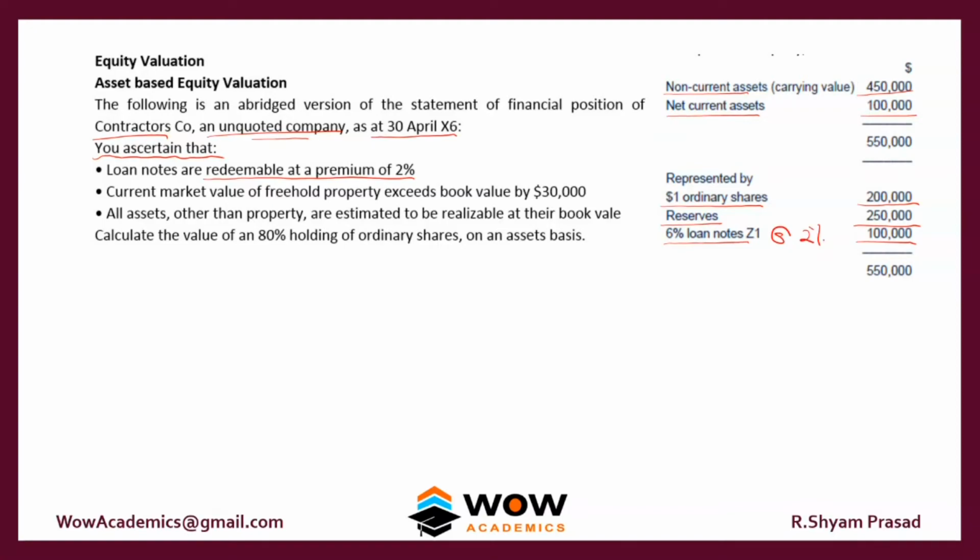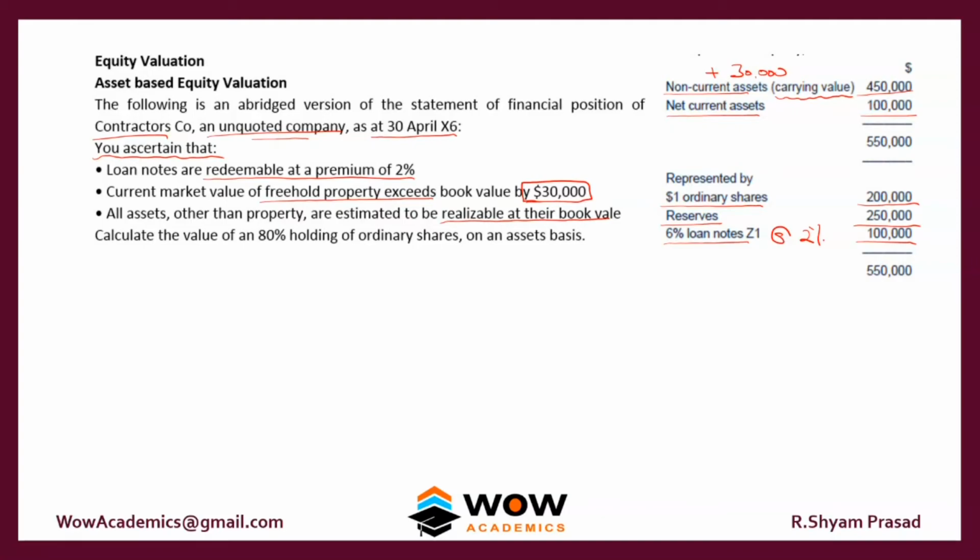The current market value of freehold property exceeds the book value by 30,000. So the freehold property would be in the non-current assets. So in the non-current assets, you can add another 30,000 because the value of the freehold property is exceeding the book value. Book value is this number, 4,50,000. So the actual non-current asset value should be 4,80,000. All assets other than property are estimated to be realizable at their book value. So any other asset, that is the net current assets, can be realized at the book value itself.